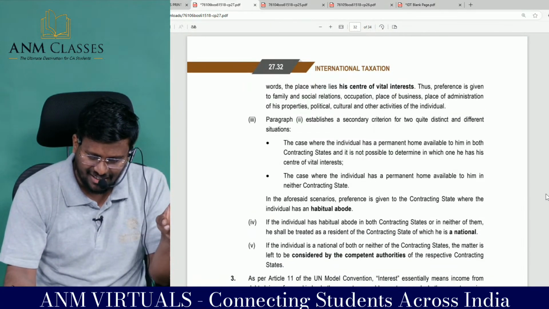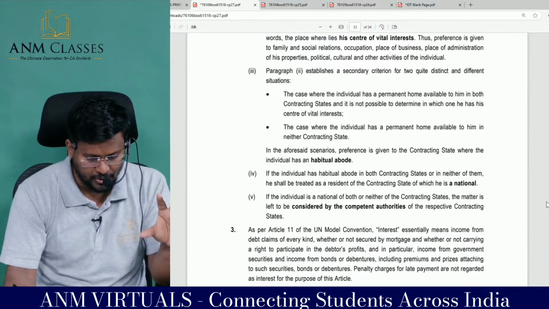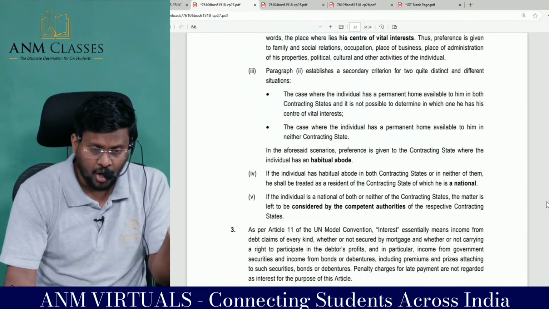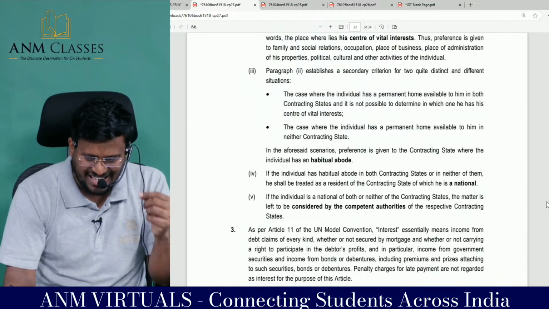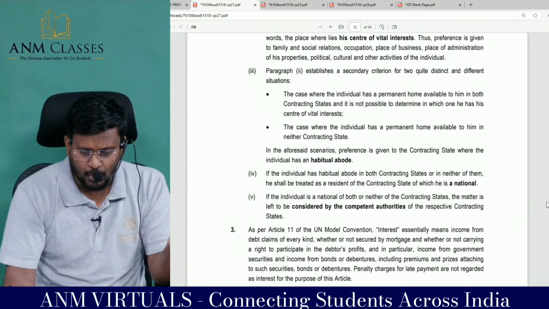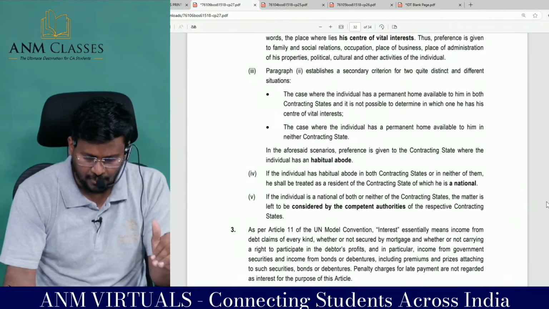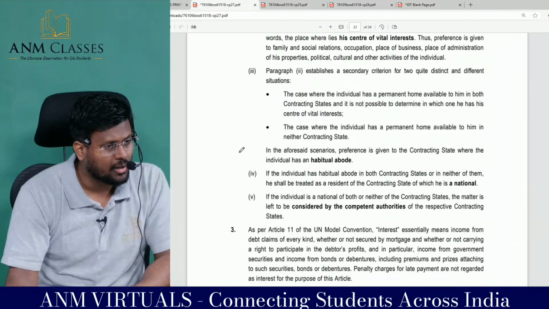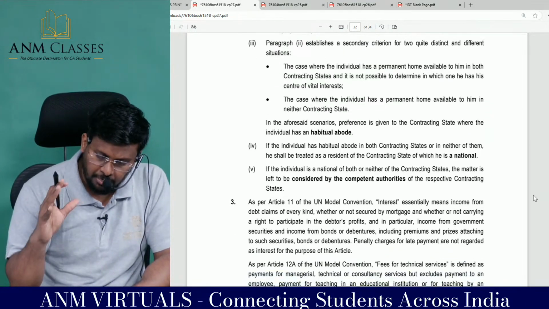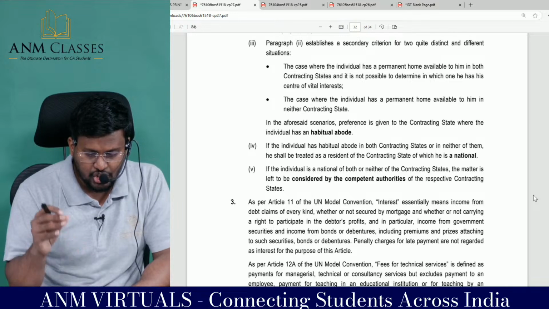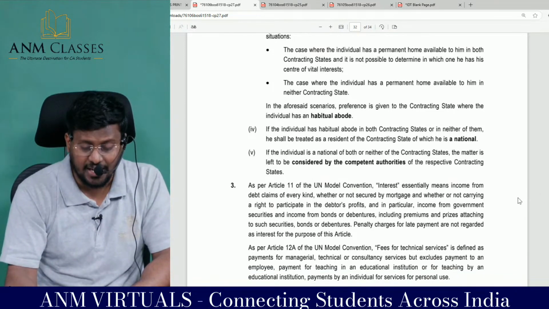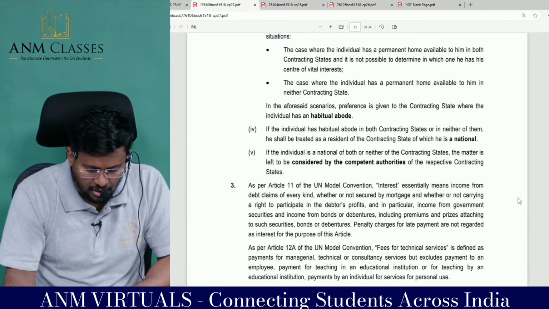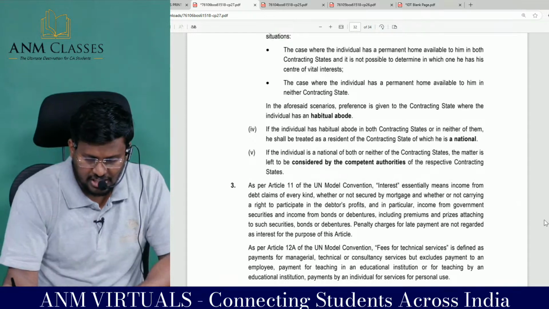Para 2 establishes secondary criteria for two quite distinct and different situations. The case where the individual has a permanent home available to him in both contracting states, or it is not possible to determine which one is the center of vital interest. And the case where the individual has a permanent home available to him in neither state. In the aforesaid scenario, preference is given to the contracting state where the individual has a habitual abode. If the individual has a habitual abode in both contracting states or neither of them, he shall be treated as a resident of the contracting state of which he is a national. If the individual is a national of both or neither of the contracting states, the matter is left to be considered by the competent authority of the respective contracting states.